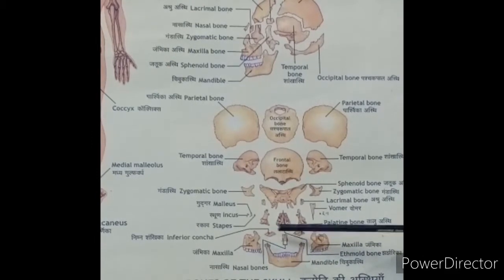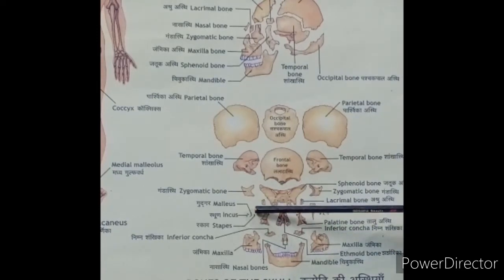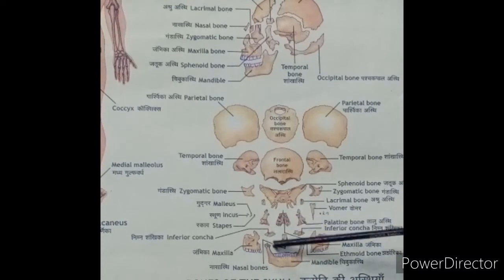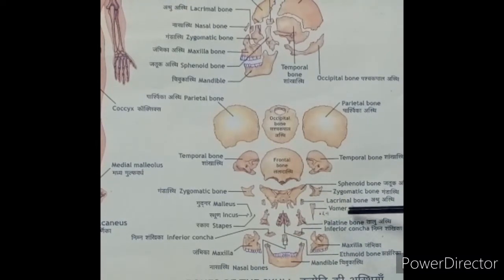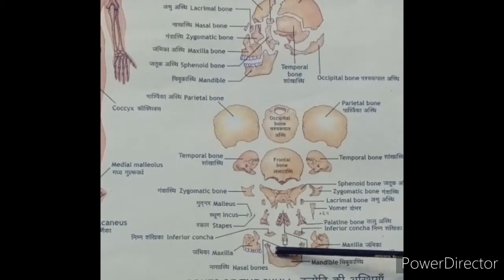Now the 5th pair, that is the inferior concha, 1 pair. Then the lacrimal, 1 pair, and vomer, this is the single bone. So here we are getting 6 pairs of bones and a single vomer. So total 13 bones are there in the upper jaw. And lower jaw is made up of only a single bone, that is the mandible.